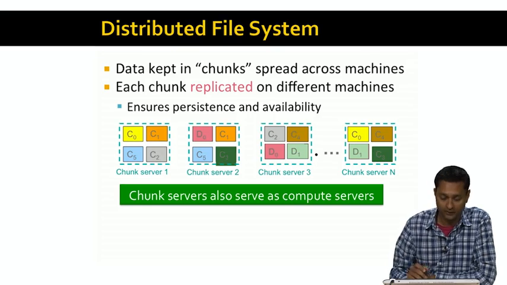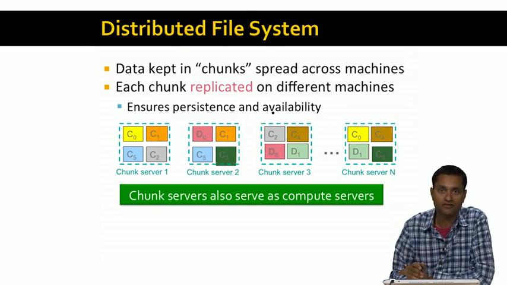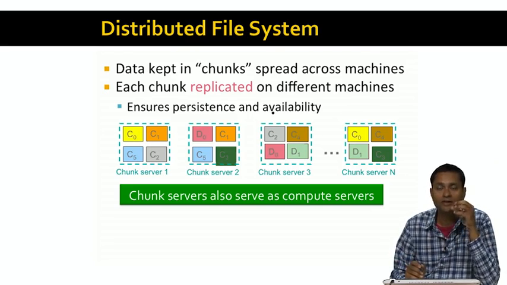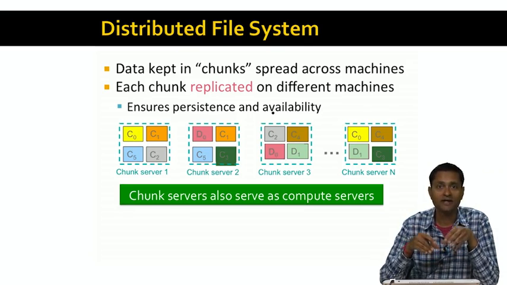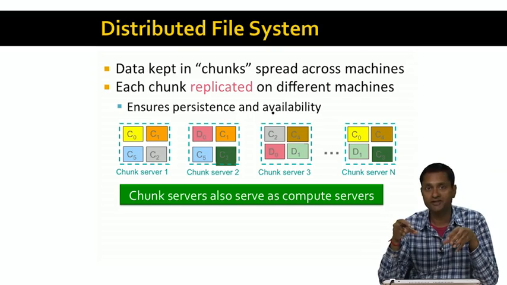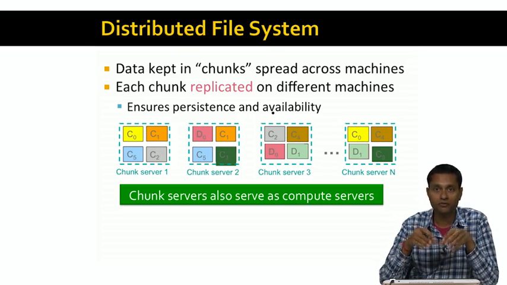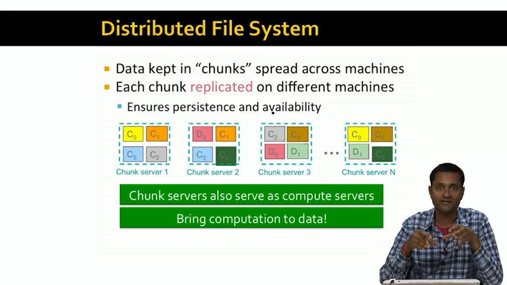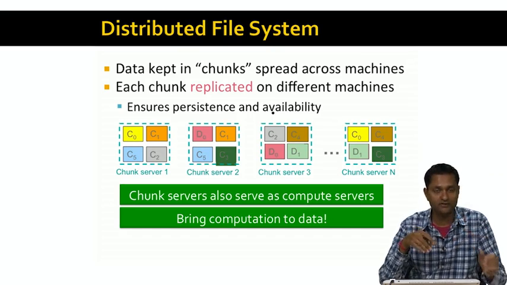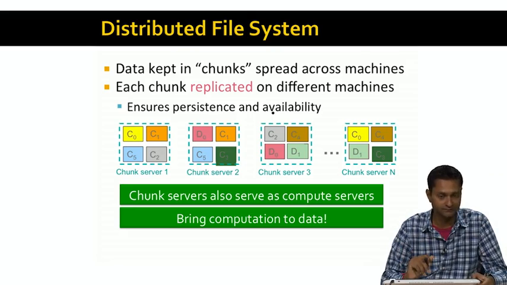Now, we've chunked files and stored them on these chunk servers. It turns out that the chunk servers also act as compute servers. Whenever a computation has to access data, that computation is scheduled on the chunk server that actually contains the data. This way, you avoid moving data to where the computation needs to run, and instead you move the computation to where the data is. That's how you avoid unnecessary data movement in the system. This will become clear when we look at some examples.